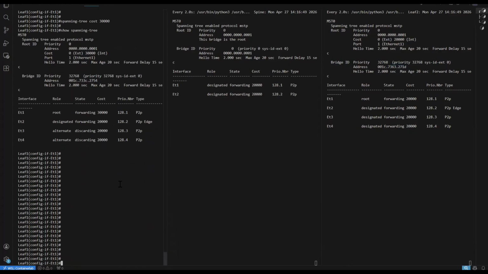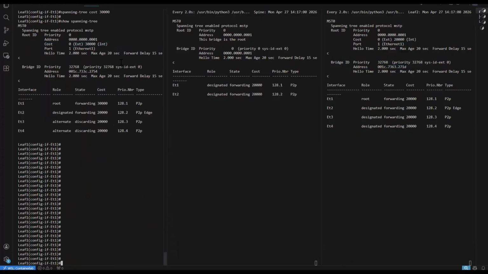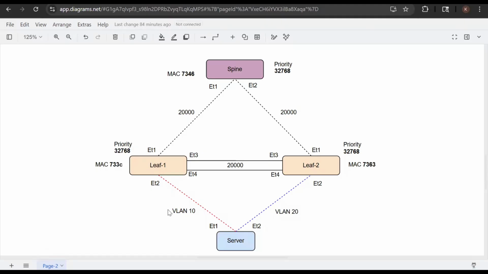Right now, if you look at the cost, compare the cost of both. The cost of leaf 2 is 20,000. But ED1 is still the root port, so we are not changing that. But the root path cost is higher than, sorry, it's higher than leaf 2. Let me go to the topology and explain now.